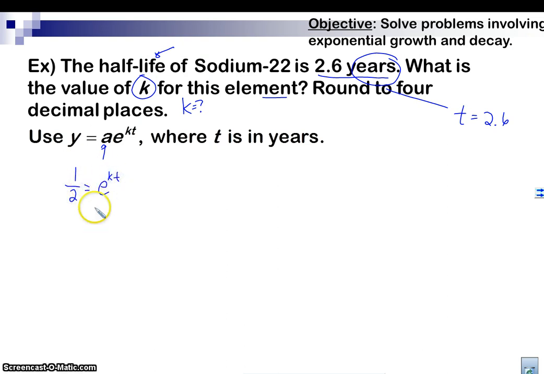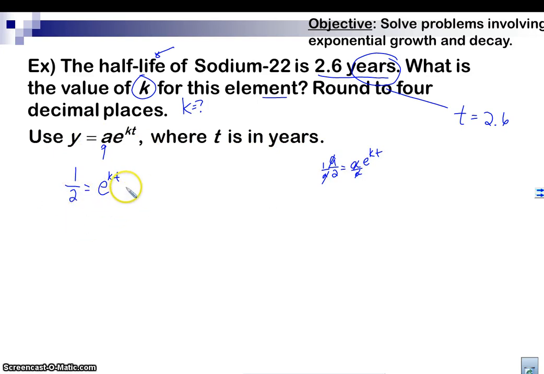And you're probably saying, Mr. Myasis, what happened to the A? Well, this is what happened, guys. I substituted A over 2 for y, and I divided both sides by A. And you see the A's cancel out, and I'm left with 1/2, and these are gone too. Okay, so that's usually what happens when we're dealing with half-life. We can just skip that step and go straight to this.